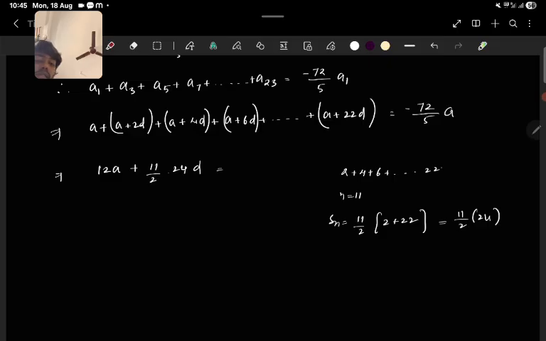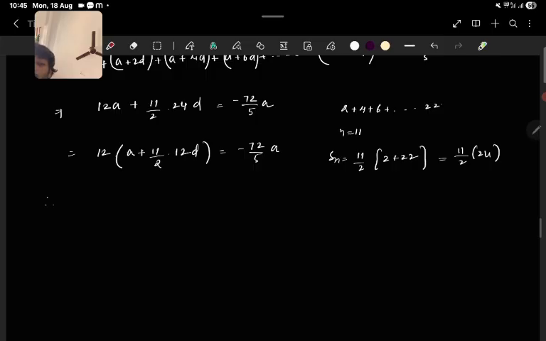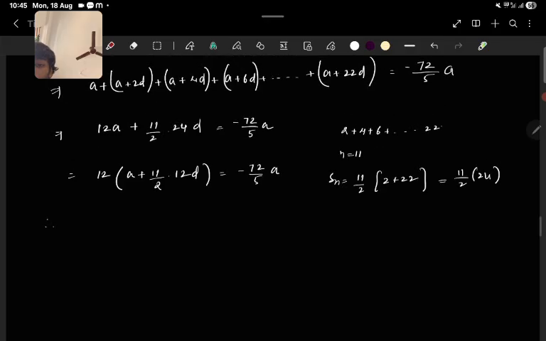So 11 by 2 into 24d is equal to minus 72 by 5a. You can directly take 12 common. 12 times (a plus 11 by 2 into 12d)... 12a plus 132d is equal to minus 72 by 5a.